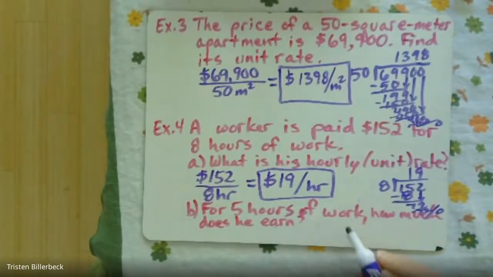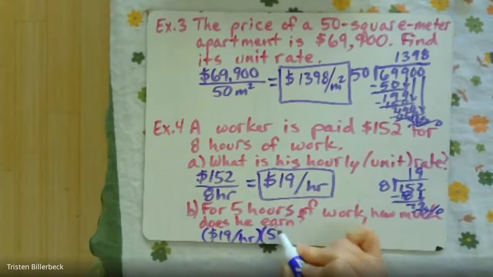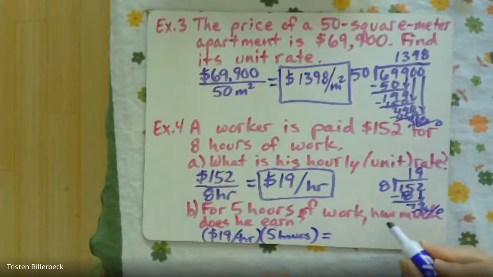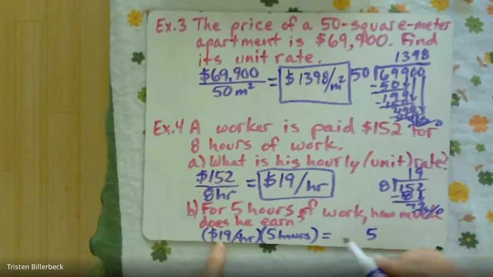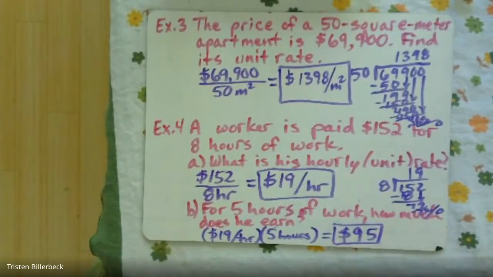Okay, so if we work 5 hours, we multiply the $19 per hour times 5 hours, and the hours cancel, so it's just 5 times 19. 5 times 9 is 45, carry a 4, 5 times 1 is 5, plus 4 is 9. So the worker makes $95.